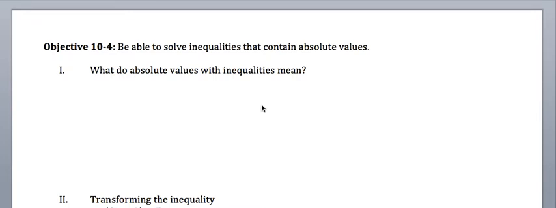Alright guys, today we're going to take a look at how to solve inequalities that contain absolute values. So what we're going to do is basically combine our knowledge of inequalities that we've been working on so far, especially compound inequalities, with our knowledge of absolute values.